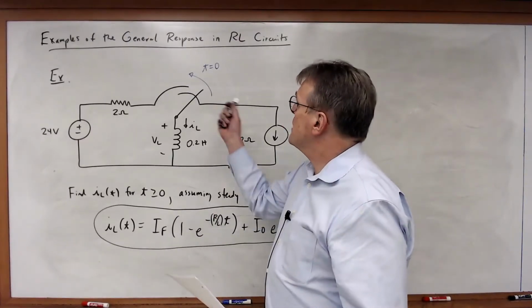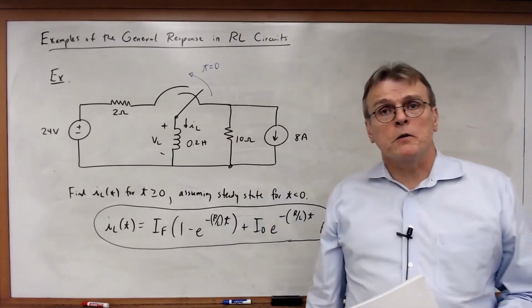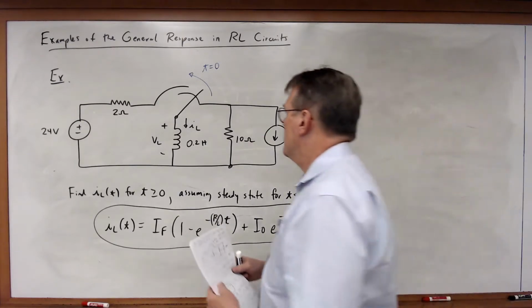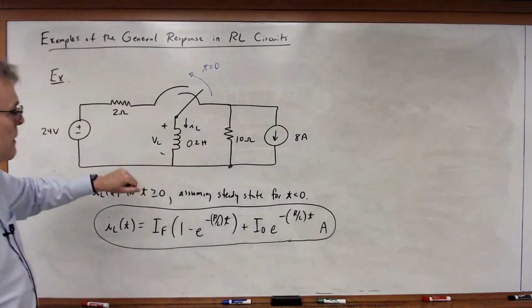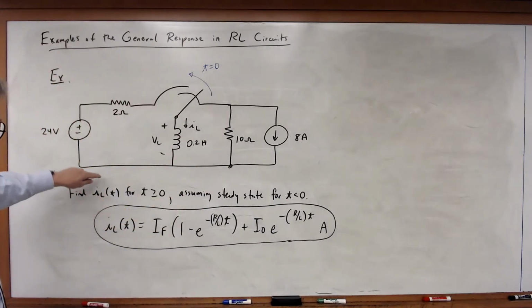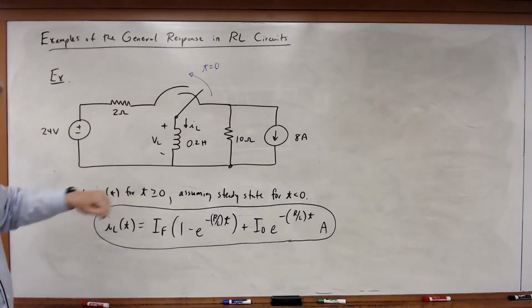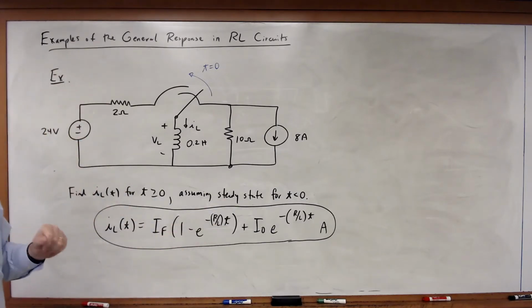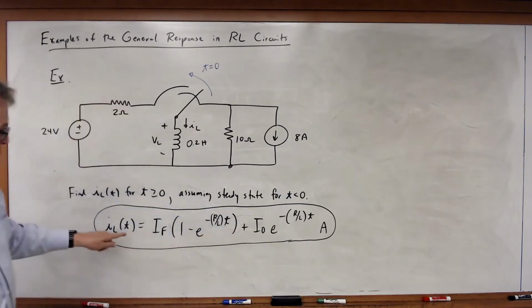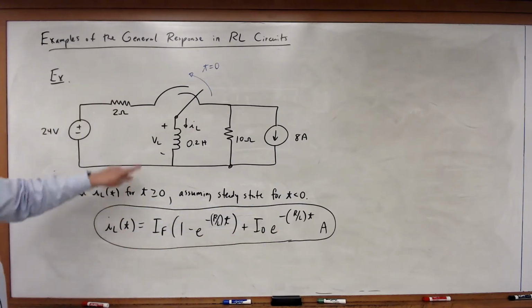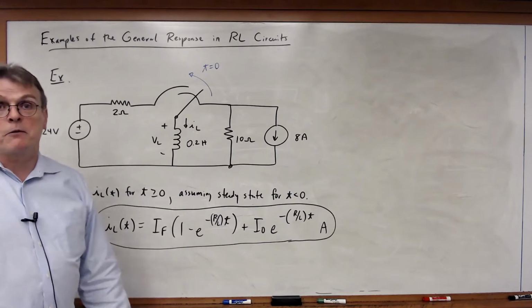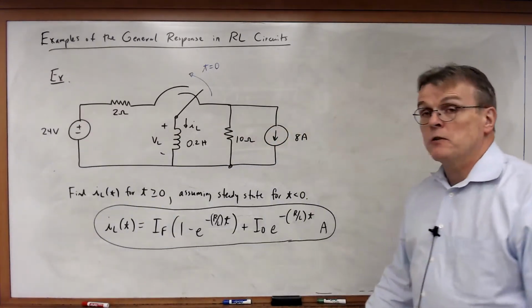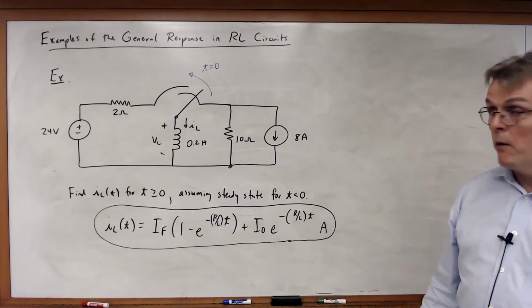Okay, let's look at a few examples of the general response in RL circuits to kind of wrap things up. Here we have an example of an RL circuit. Once again, we want to find iL(t), the current through the inductor for t greater than or equal to 0. We're assuming steady state for t less than 0. And we're going to apply the general solution, which only works for the current through the inductor. So in this case, let's solve this circuit using the techniques we've learned before.